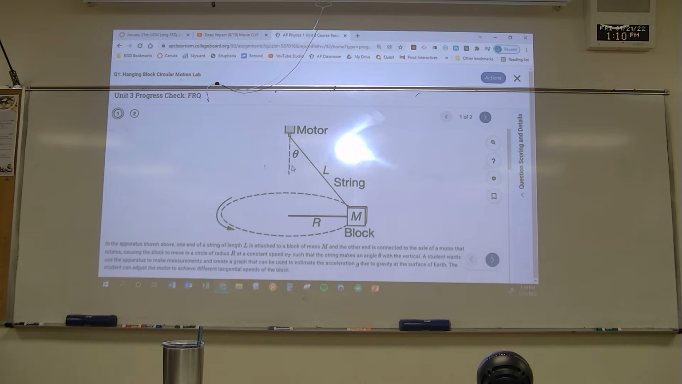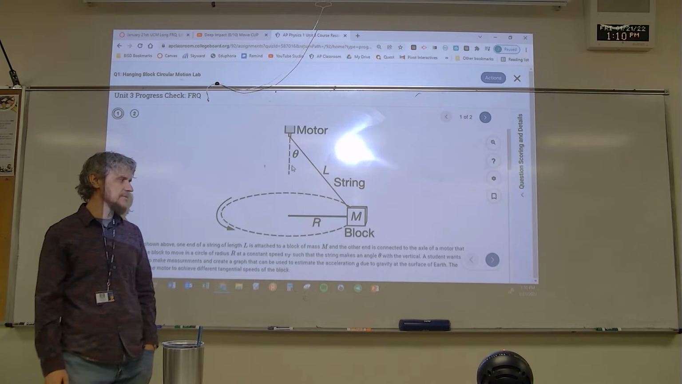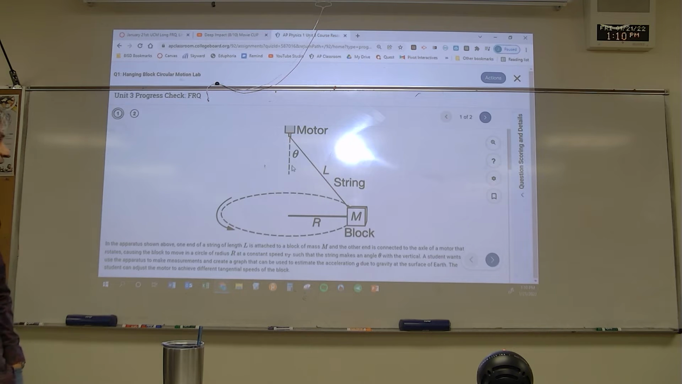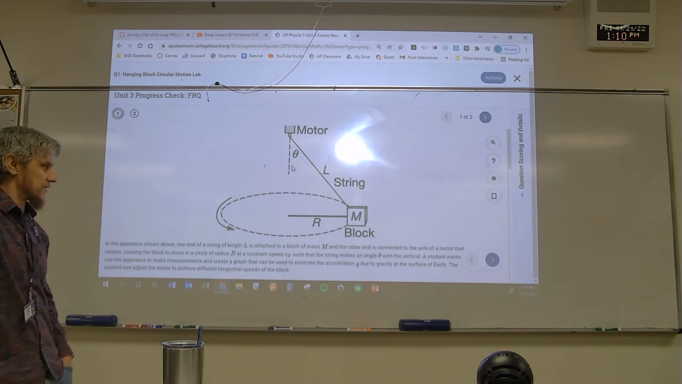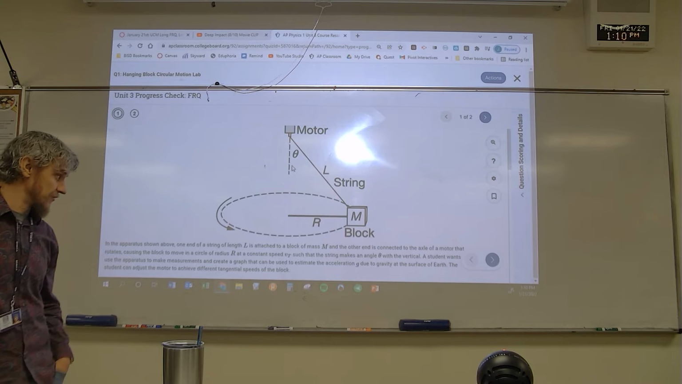A student wants to use this apparatus to make measurements and create a graph that can be used to estimate the acceleration g due to gravity at the surface of Earth, which we already know, but we want to determine that experimentally. The student can adjust the motor to achieve different tangential speeds of the block.